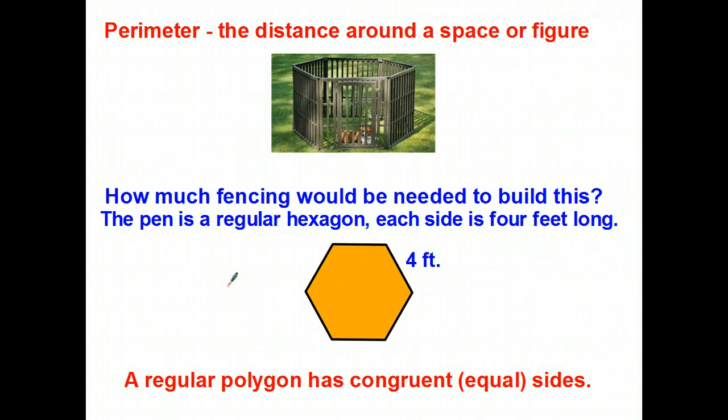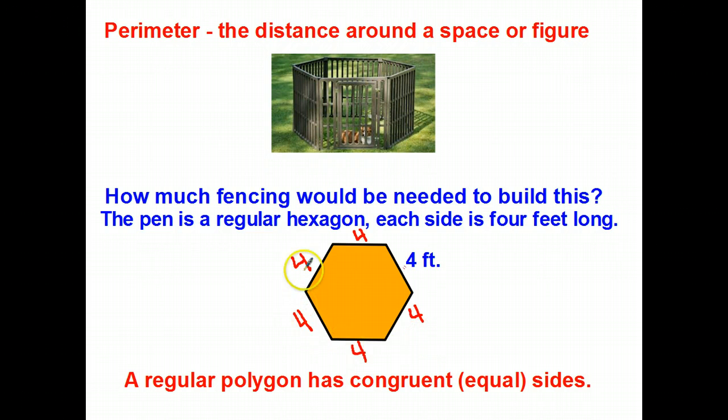And the first thing I would need to know is A, what shape am I working with? And B, how long is each side of that shape? Well, our question asks, how much fencing would be needed to build this? The pen is a regular hexagon. Each side is 4 feet long. So if it says each side is 4 feet long, we have one 4-foot long side right here identified already. This is also 4 feet. This is also 4 feet. And that, and that, and that.